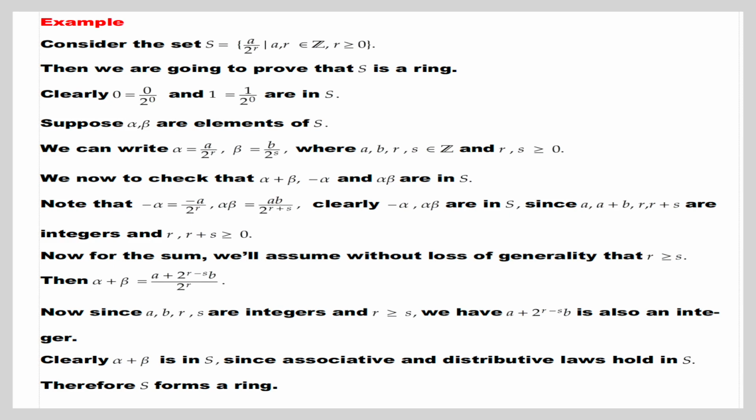Now for the sum, we will assume without loss of generality that r is greater than or equal to s. Then α + β = (a + 2^(r−s) b)/2^r. Now since a, b, r and s are integers and r is greater than or equal to s, we have a + 2^(r−s) b is also an integer. Clearly α + β is in S. Since associative and distributive laws hold in S, therefore S forms a ring.